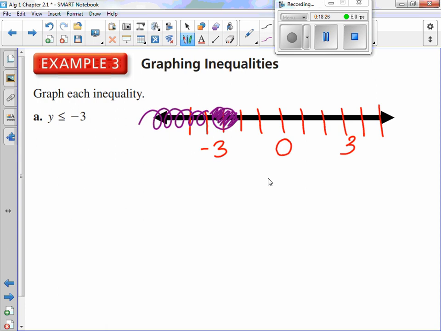And so on the homework assignment, you would select the one that looks like this, filled in and pointing to the left. And all you have to do is click on negative 3. And it'll do it for you. So you have to pick which one you want, open, circle, or close, and the direction it is going. Okay?